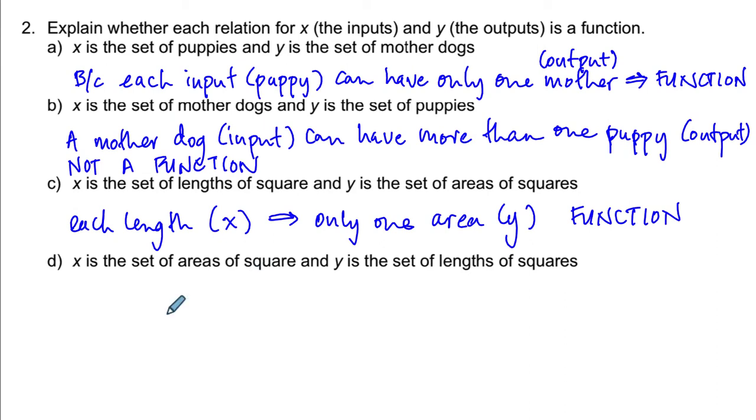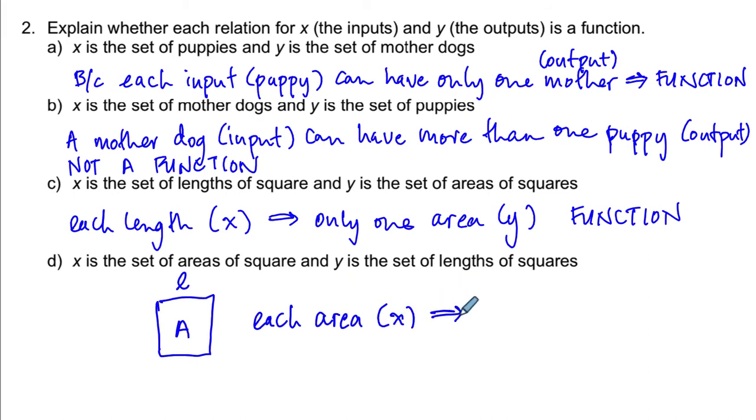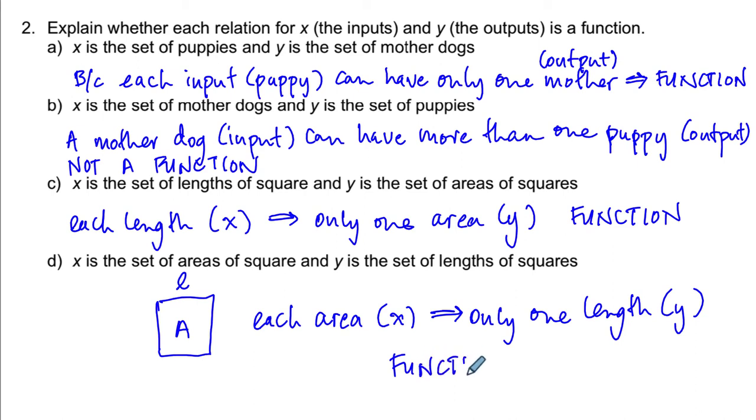Similarly, in part D, we've swapped the inputs and the outputs, but again, each area has a unique length. So each area input maps to only one length output. And so here, we have a function. I'm using the double arrow heading towards the right to show maps to or implies. This is a common terminology in mathematics.